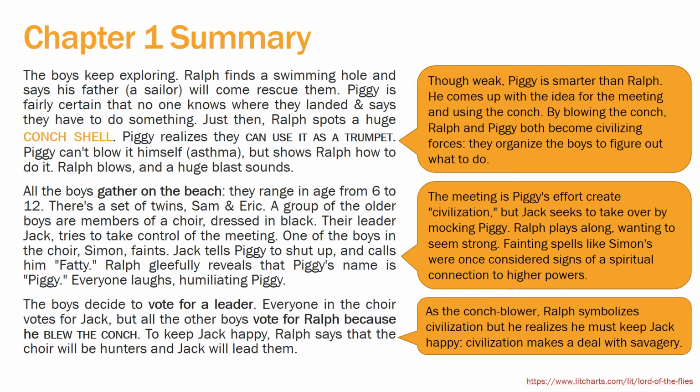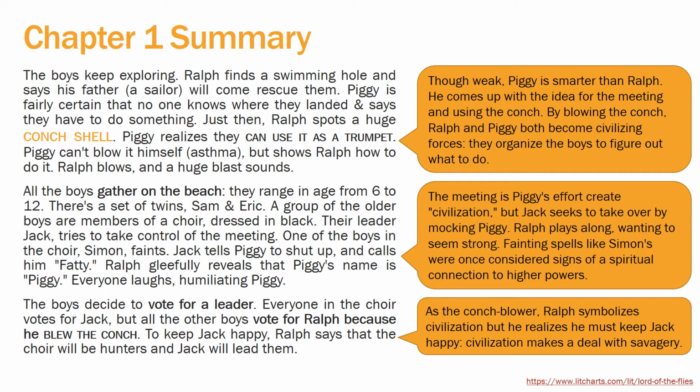They range in age from 6 to 12 years old. There's a set of twins called Sam and Eric. A group of older boys are members of the choir and they are dressed in black. Their leader, Jack, tries to take control of the meeting. One of the boys in the choir, his name is Simon, he faints at this first meeting, and Jack tells Piggy to shut up and calls him Fatty. Ralph gleefully reveals that Piggy's name is Piggy. Everyone laughs, humiliating Piggy. The boys decide to vote for a leader.